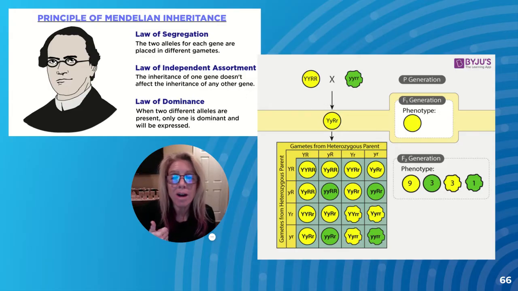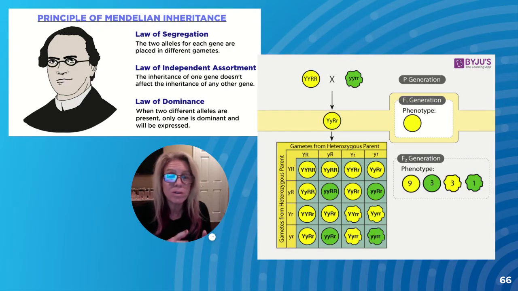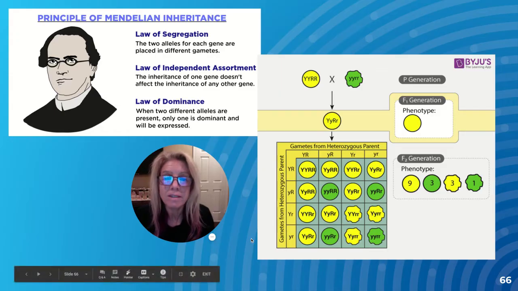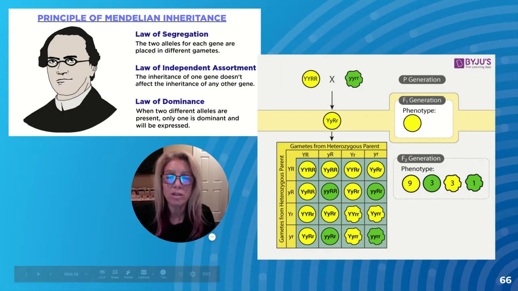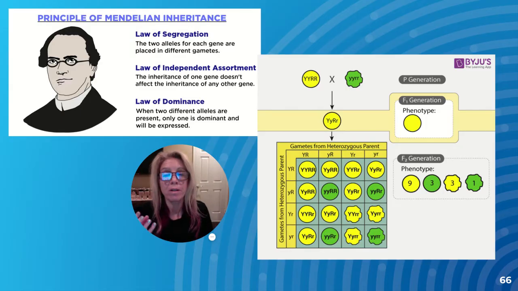Okay, so we have the law of dominance, the law of segregation, and the law of independent assortment. I just want to review those three before we go on. Here, you're looking at a dihybrid cross, the classic poster child cross of round versus wrinkled and yellow versus green peas. The law of dominance would tell you the allele round is dominant over the wrinkled trait, and that yellow peas are dominant over green peas.